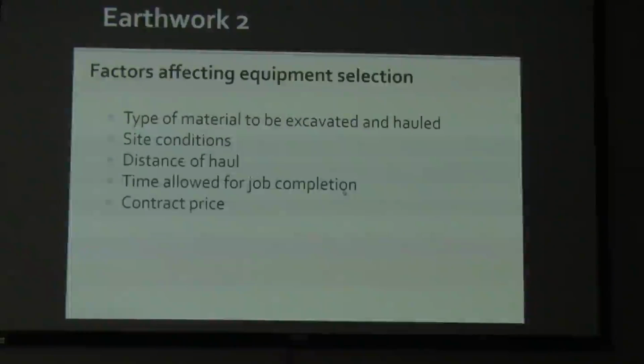The time allowed for the job completion. Of course, all projects have schedules, and we have to take those things into consideration, and the contract price. So the type of equipment that we put into this project, or the amount of money we spend on that, is going to depend a lot on our schedule and on the contract price. How much money do we have to actually spend to get the job done?